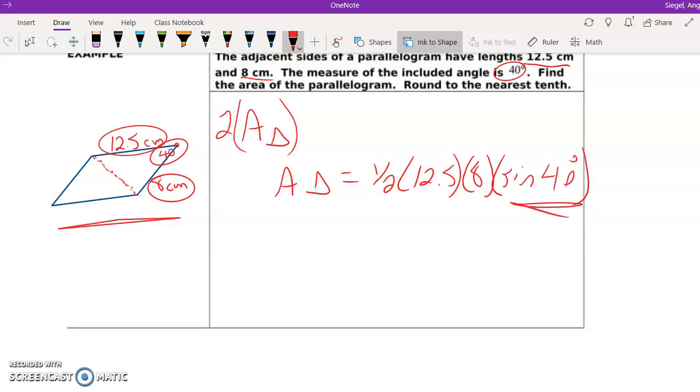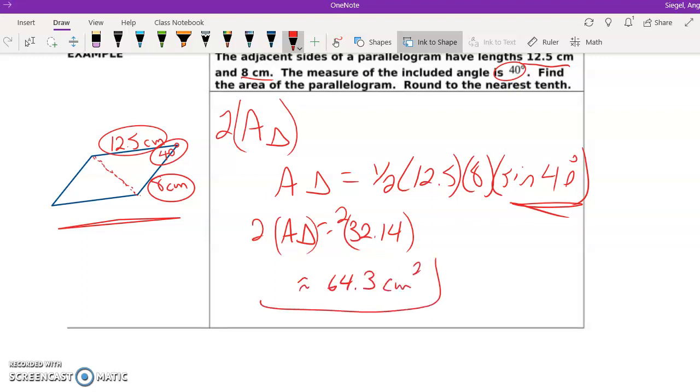Okay, so obviously sine of 40 degrees is not something that we can do on the unit circle. So make sure your calculator is in degree mode and then just type it in. And you should get about 32.14. And again, we're going to multiply that times 2 because we have 2 triangles. And so I get about 64.3 square centimeters.